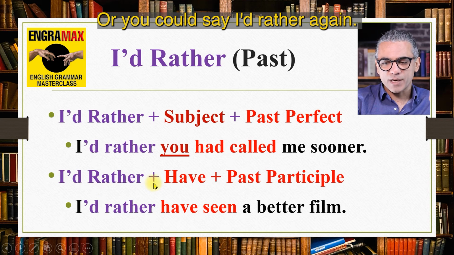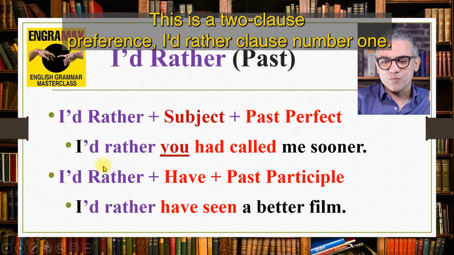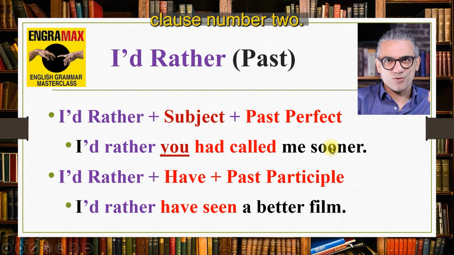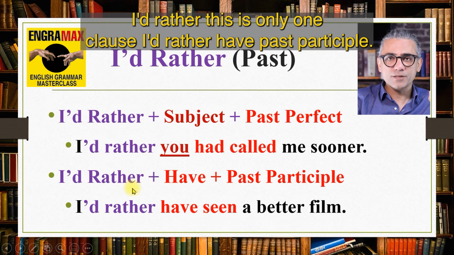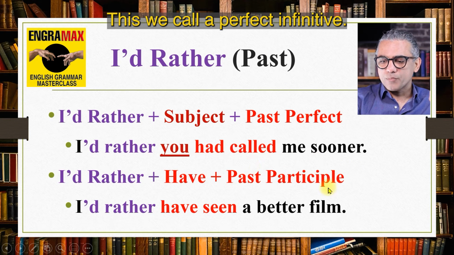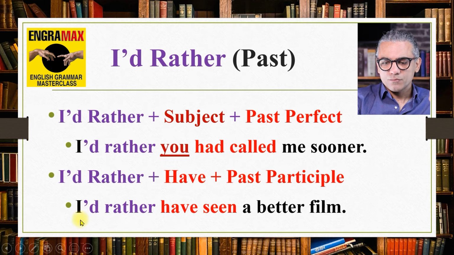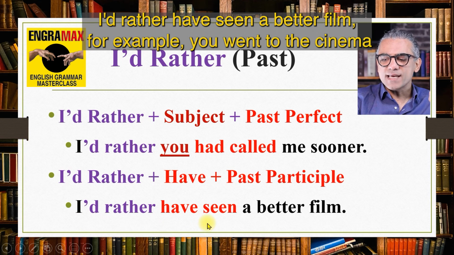Or you could say, I'd rather. Again, this is a two-clause preference. I'd rather, clause number one. You had called me sooner, clause number two. I'd rather, this is only one clause. I'd rather have past participle. This we call a perfect infinitive. I'd rather have seen a better film.